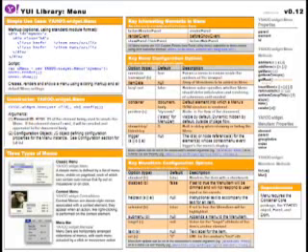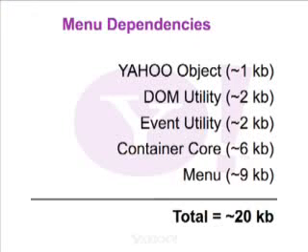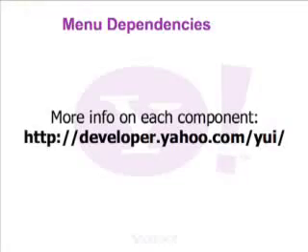The menu library has several dependencies, and those are the Yahoo object, the DOM utility, the event utility, the container core library, which includes the module and overlay classes, and finally, the menu library. For more info on each of those required components, feel free to read up on those at developer.yahoo.com/YUI.